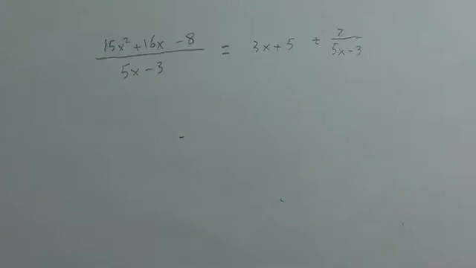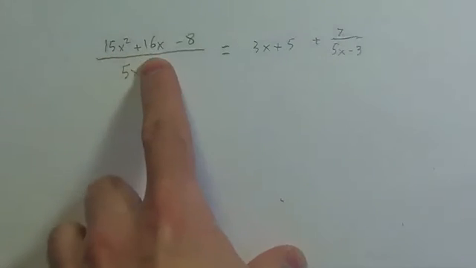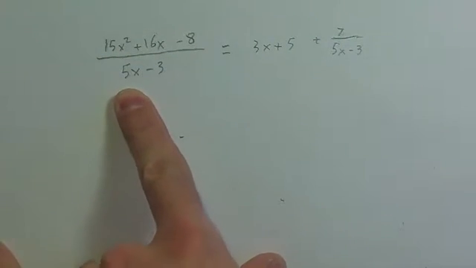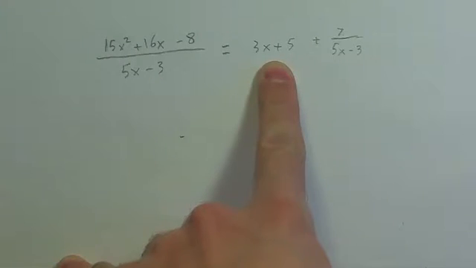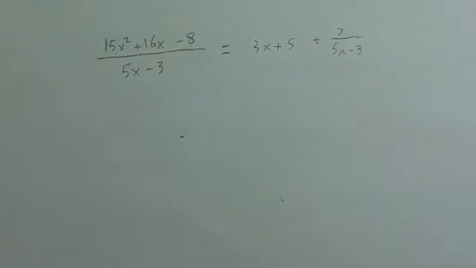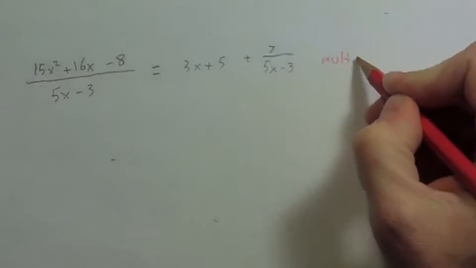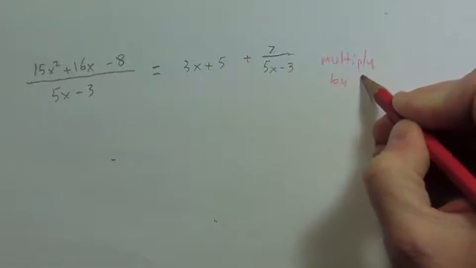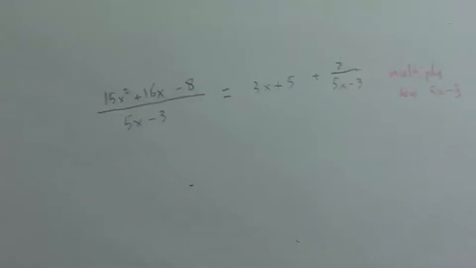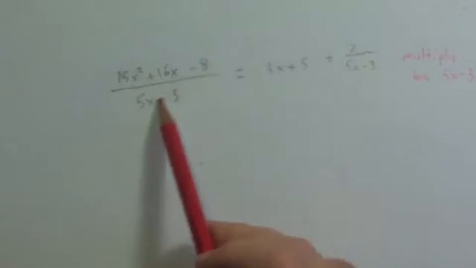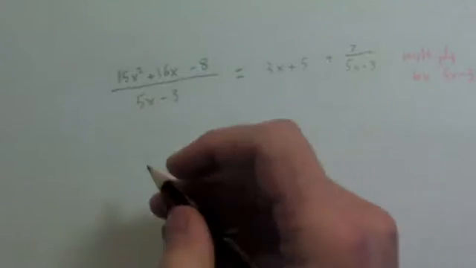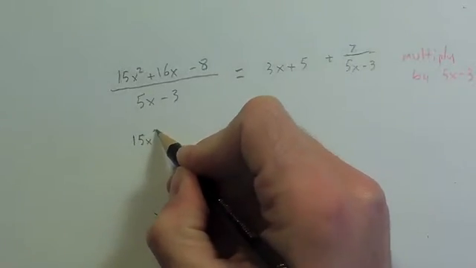Okay, another way to write this would be like this. This (15x squared plus 16x minus 8) all over (5x minus 3) is this expression here, the 3x plus 5 plus 7 all over 5x minus 3. If we multiply everything by this 5x minus 3, right? Well, what's going to happen is the 5x minus 3's will cancel every step where we have a fraction.